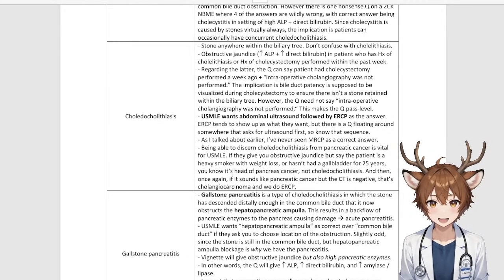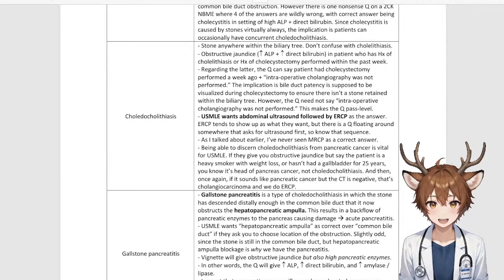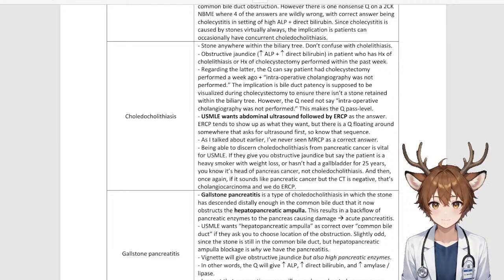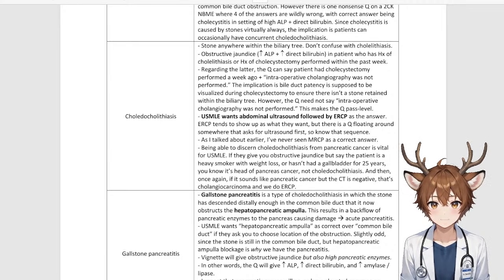Choledocholithiasis. Stone anywhere within the biliary tree. Don't confuse with cholelithiasis. Obstructive jaundice, increase in ALP plus direct bilirubin in patients who have a history of cholelithiasis or history of cholecystectomy performed within the past week.